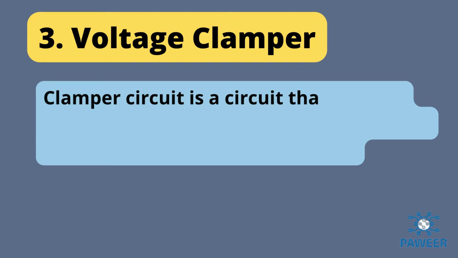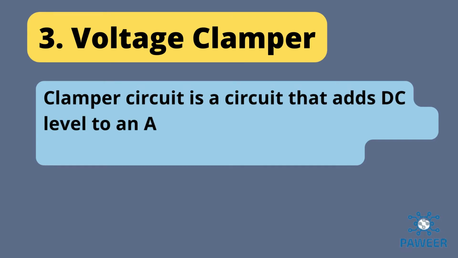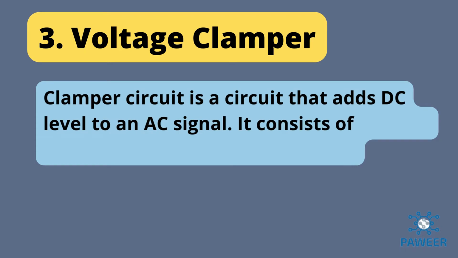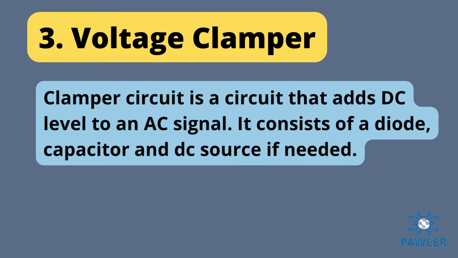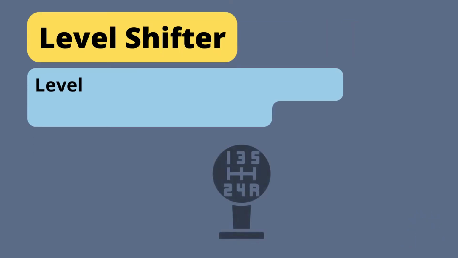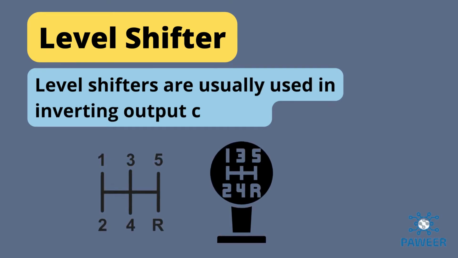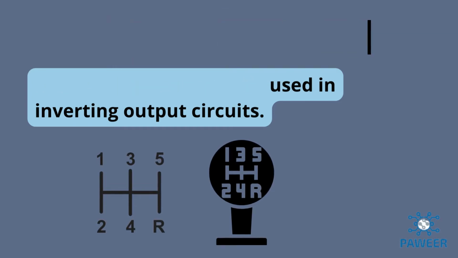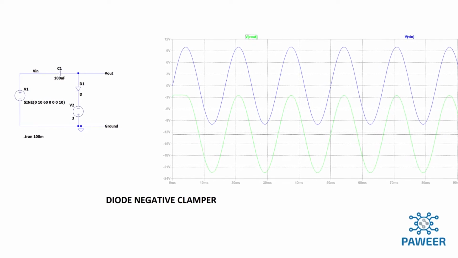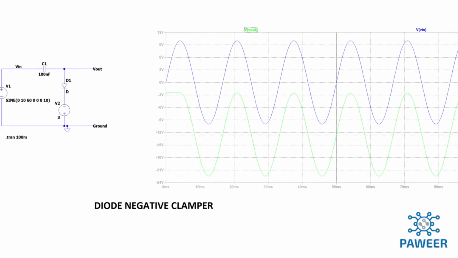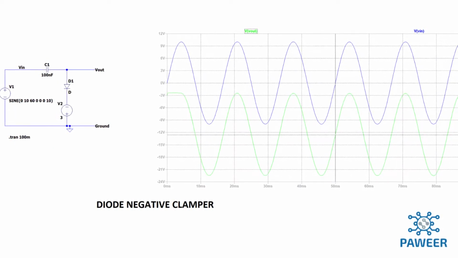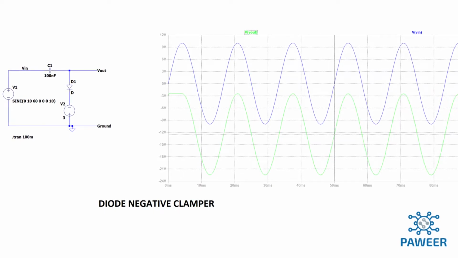The third application is clamping circuit. Clamping circuit adds a DC level to an AC signal. It consists of a diode, capacitor, and a DC source if needed. Clamping circuits are commonly used as level shifters. Level shifters are usually used in inverting output circuits. As shown on the screen is a negative clamper. The input AC was shifted to the negative voltage.